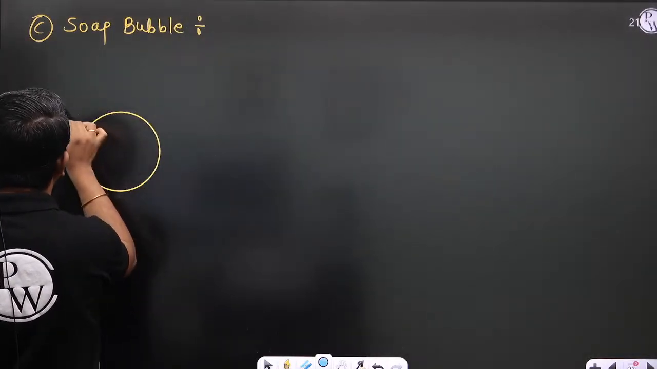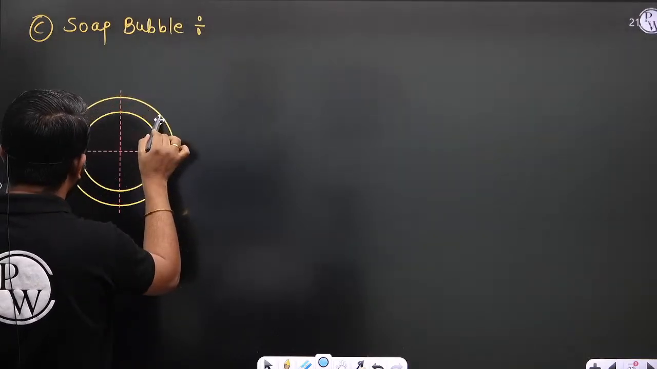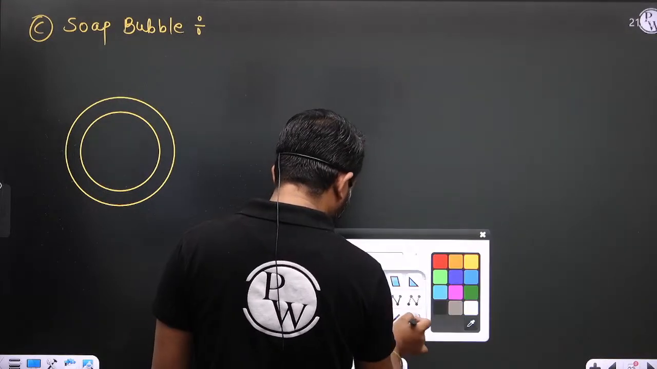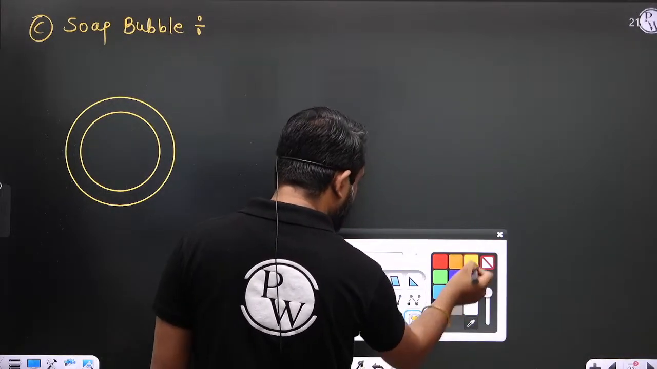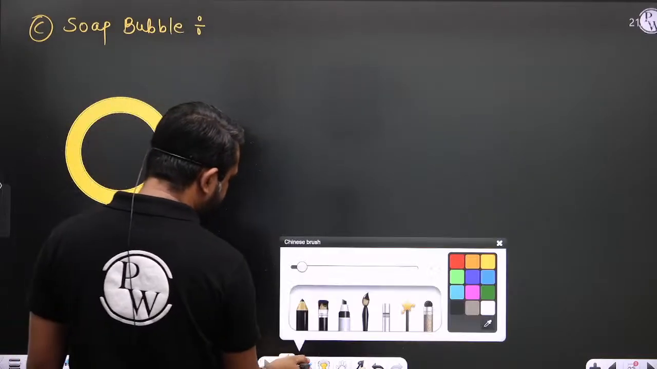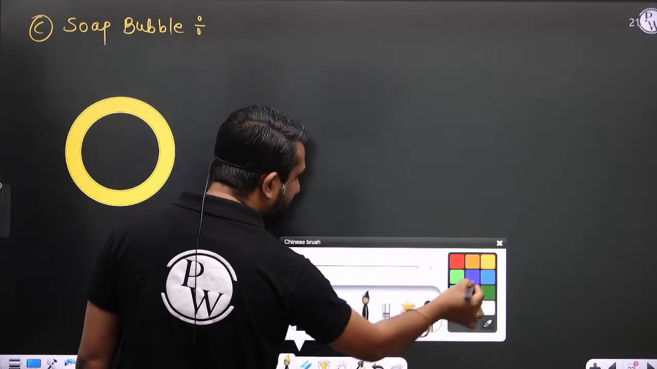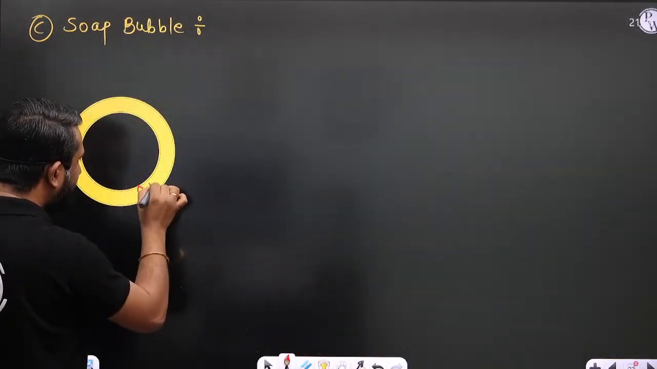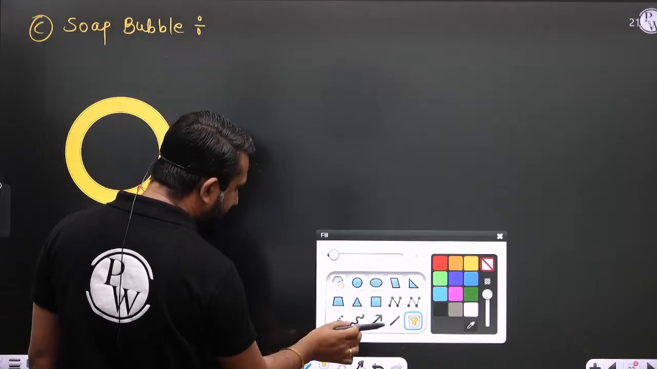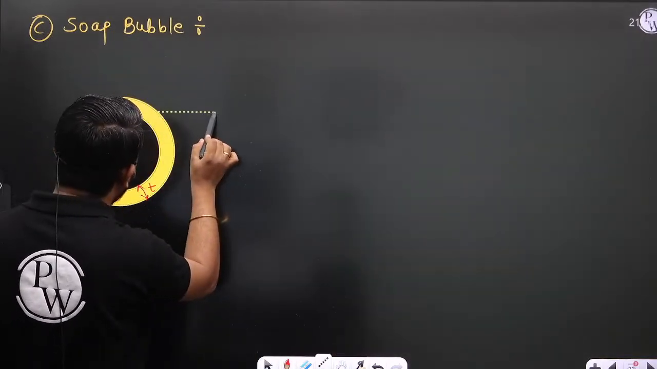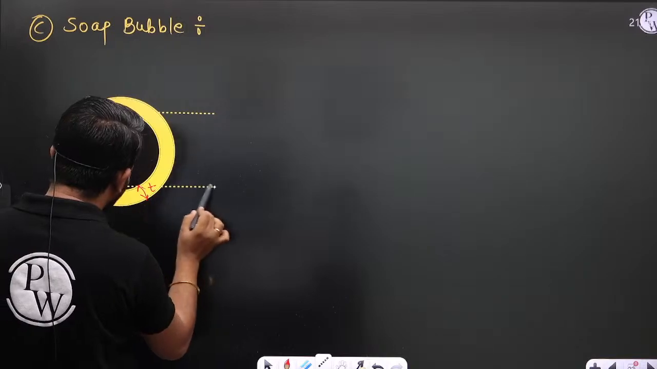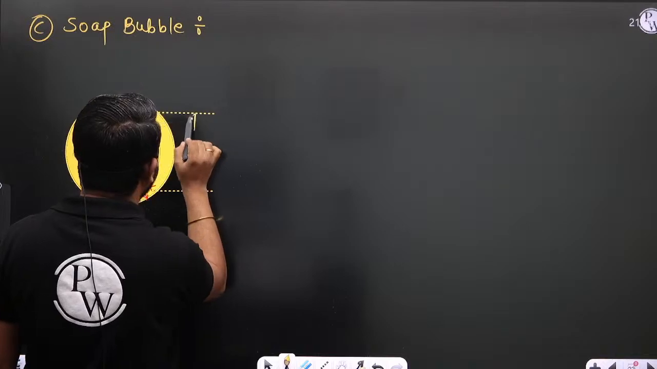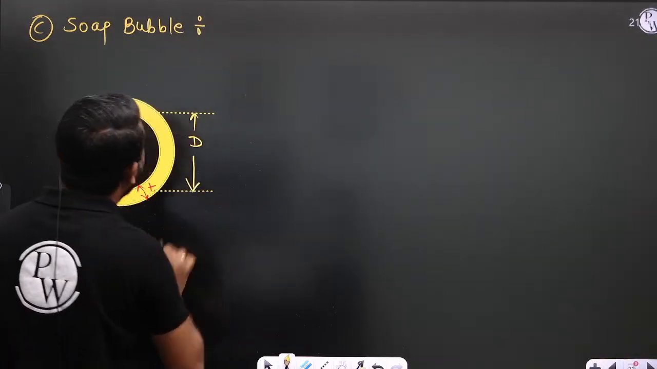Soap bubble is like this. Right? This is the soap bubble. Let us consider this thickness as T and this diameter as D. The diameter as D. So this is the soap bubble.